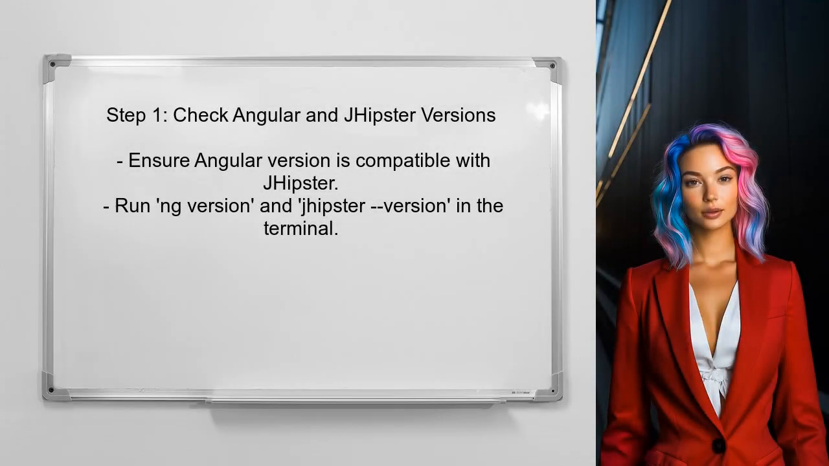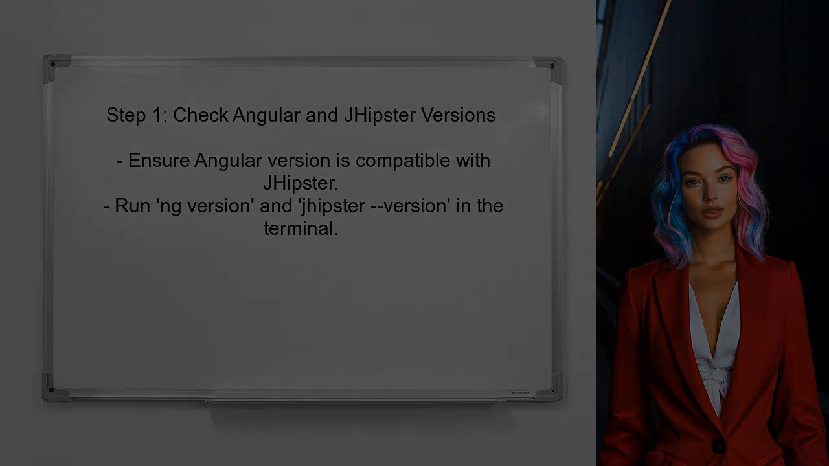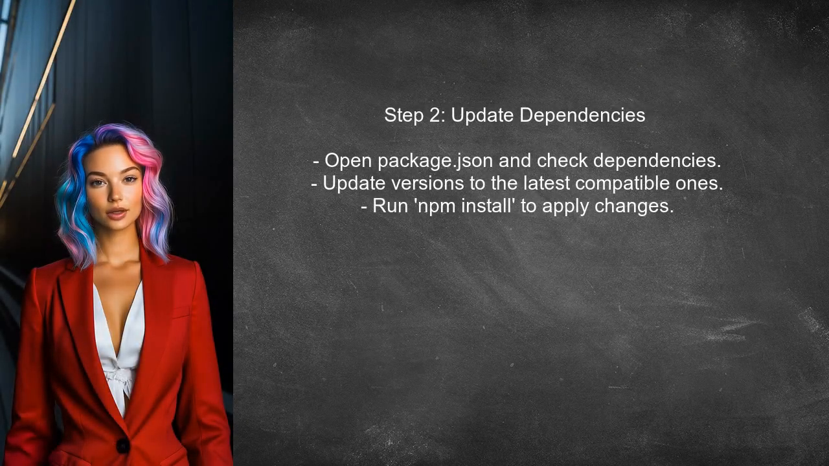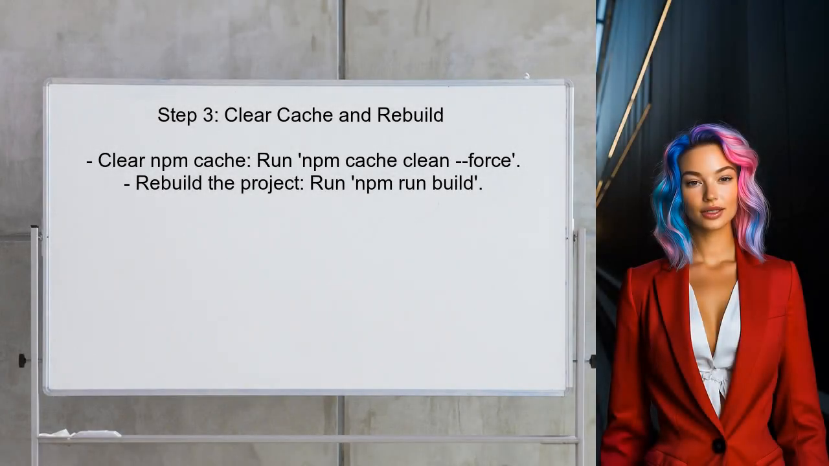To resolve the build error, the user should first check the versions of Angular and JHipster being used. Compatibility issues often arise from mismatched versions. Next, the user should update the dependencies in their project. This can be done by modifying the package.json file to ensure all packages are up to date. After updating the dependencies, the user should clear the cache and rebuild the project. This helps to eliminate any lingering issues from previous builds.